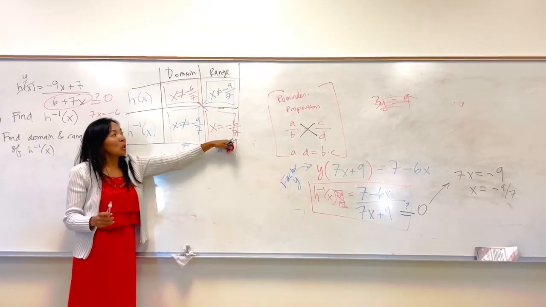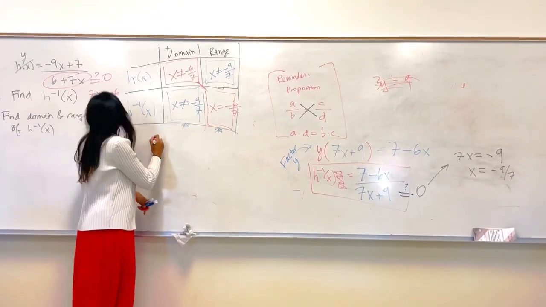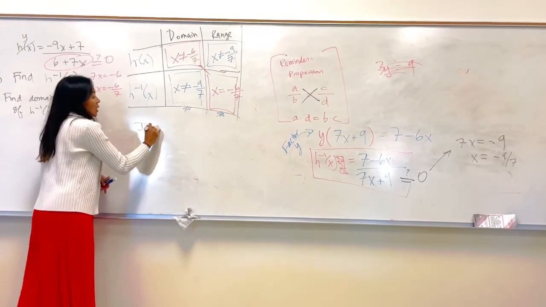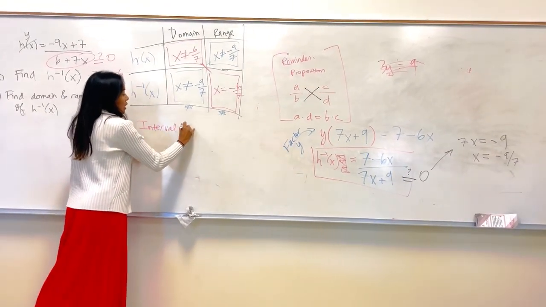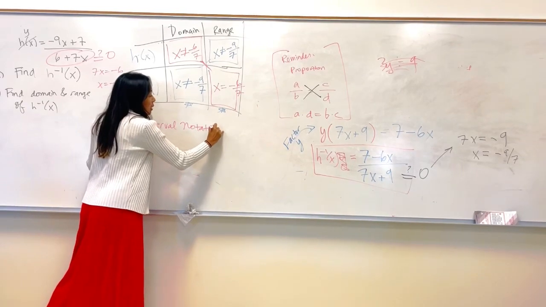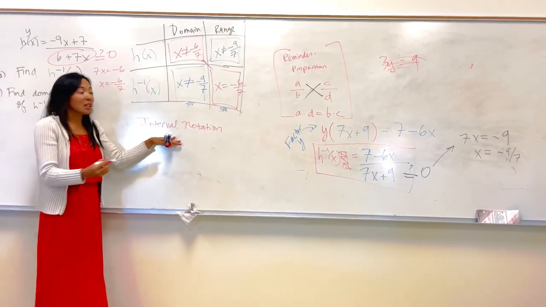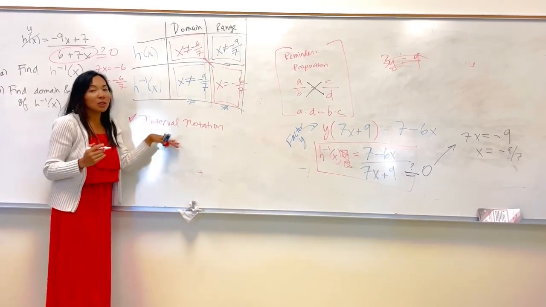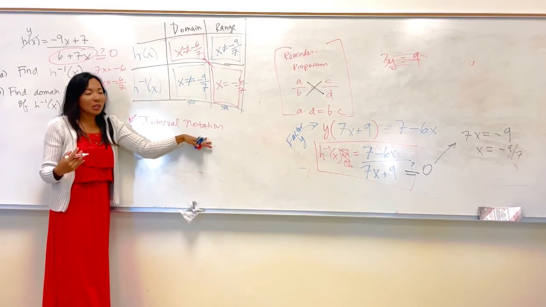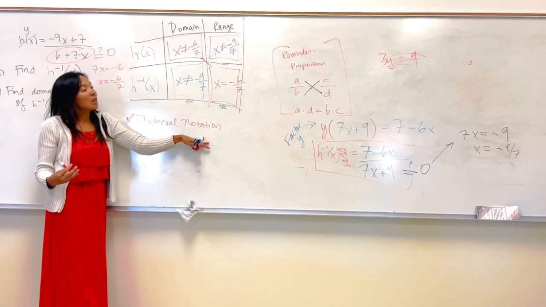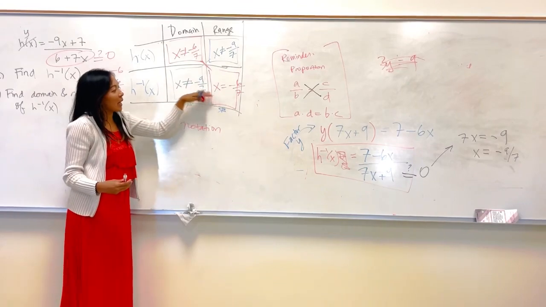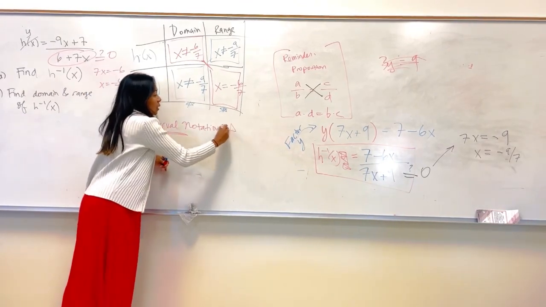So in your homework on ALEKS, they asked you to write it in interval notation. This is not in interval notation. I'm going to leave that to you guys to YouTube it or to look on ALEKS to learn how to write this in interval notation. We touched upon it on Tuesday, but it might not have been enough. So how do you write your answers in interval notation? Make sure to look that up.